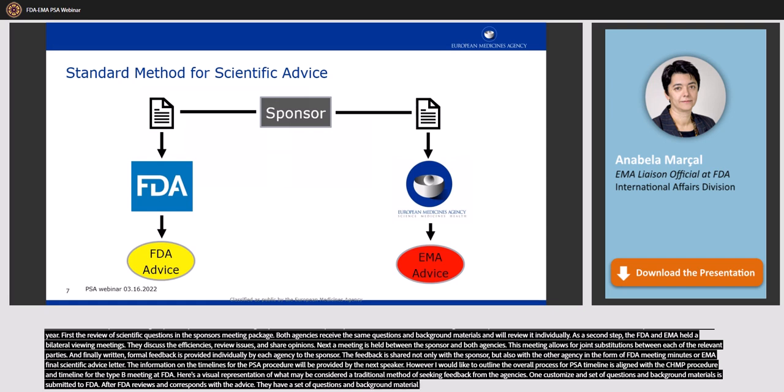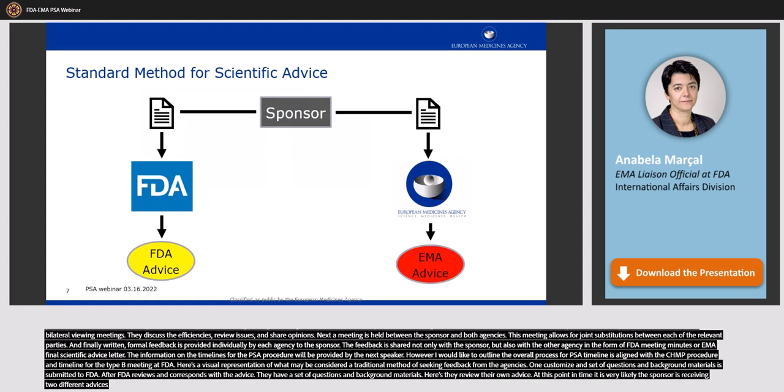At this point in time, it is very likely that the sponsor has received two different advices from the two agencies to what may have been very similar scientific questions. As a result, it is possible that the sponsor may have to duplicate or replicate similar studies in order to meet expectations of each agency.